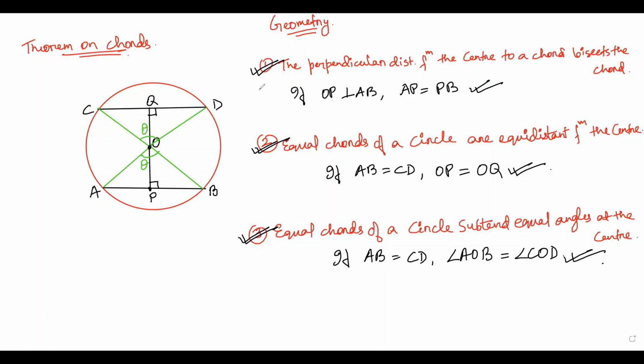So the perpendicular distance from the center to a chord will bisect the chord. Equal chords of a circle are equidistant from the center, and equal chords of a circle subtend equal angles at the center. Well, here I have not shown the proof for these three theorems, but if you are interested, you can prove this simply by using the concept of congruent triangles. But my suggestion would be to simply remember these theorems, which would be sufficient.